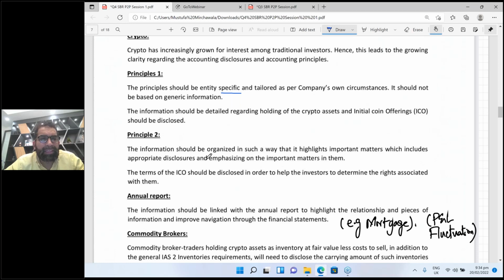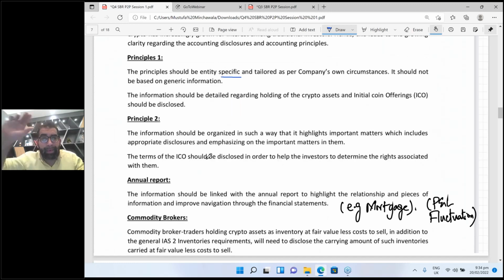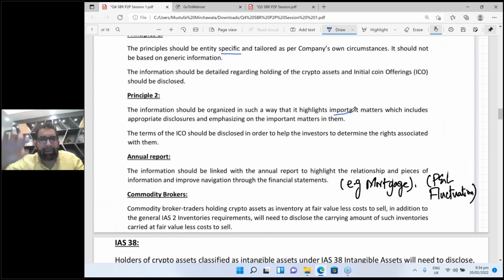I just told you. Principle number two, the information should be organized in such a way that, yes, I told you, highlight important matters: underline, highlight, bold. The term ICO should be disclosed in order to help the investor determine their rights. Yes, use the word not only rights but also risk and reward. Even I discussed the equity and debt at this place. Then link with the annual report. The information should be linked with the annual report. What is the link of crypto assets with the annual report?